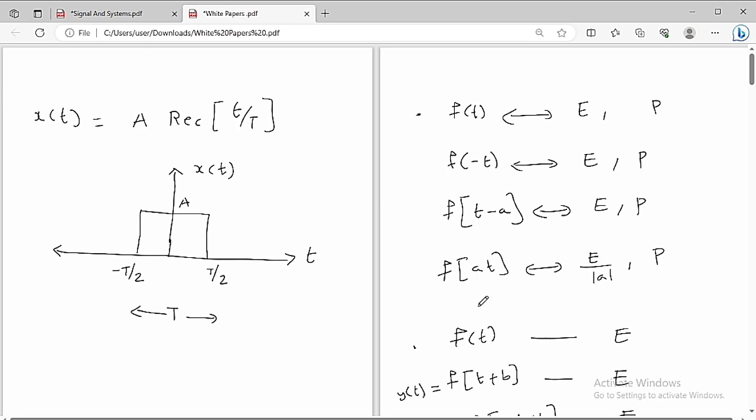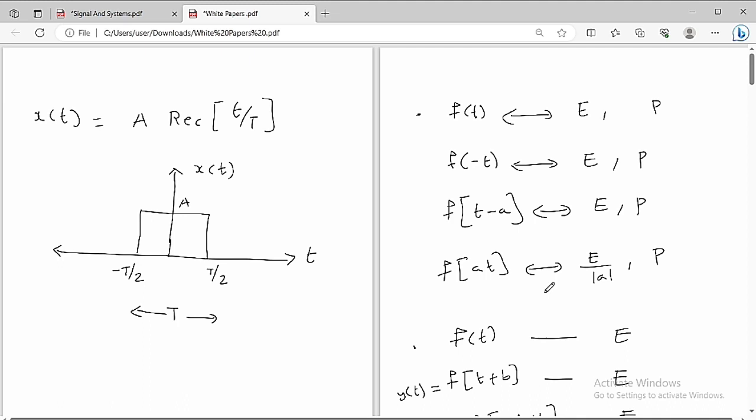Suppose you are compressing the signal, it means the energy will decrease. If I expand the signal, it means the energy will increase. Whenever you are compressing the signal in the time domain, the overall time axis is going to decrease, so energy is also going to decrease. If we expand the signal, the time duration is going to increase, so therefore the energy is also going to increase. This is a very simple thing.